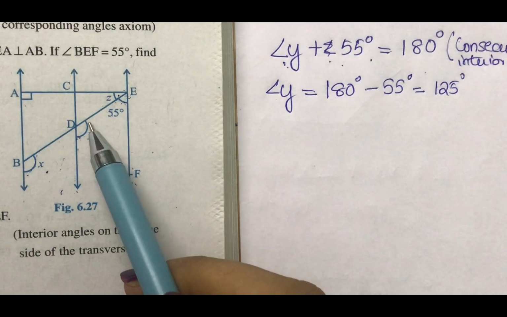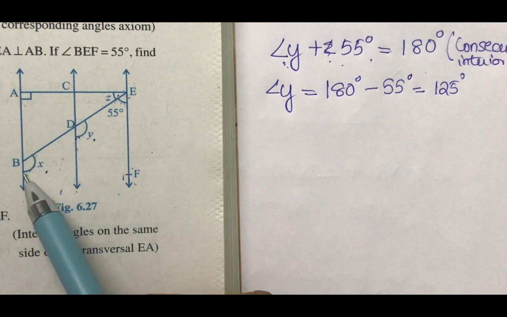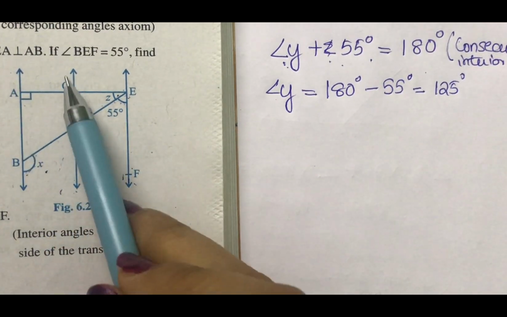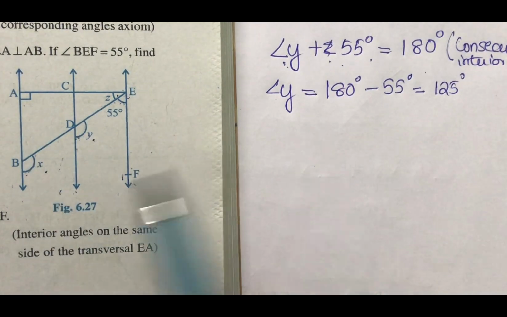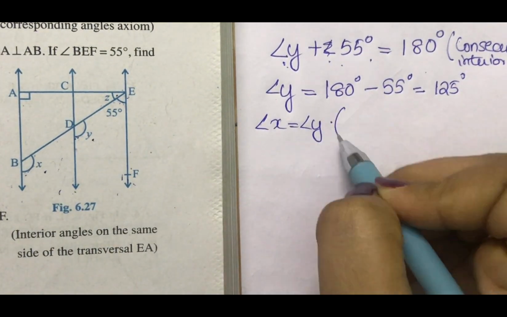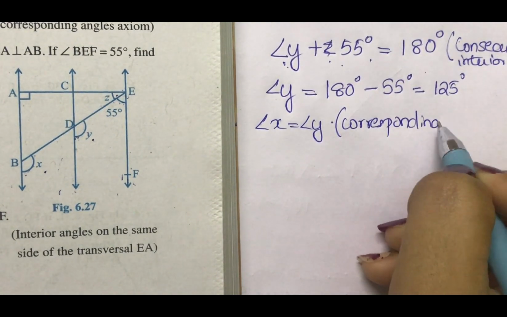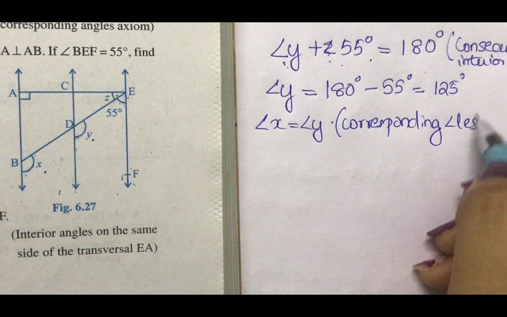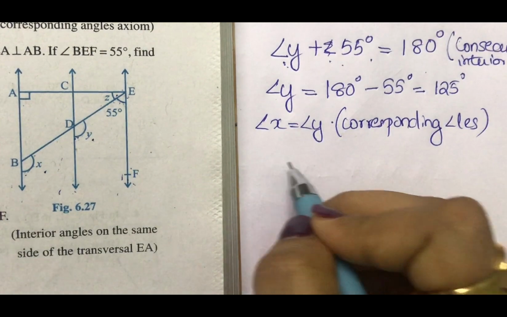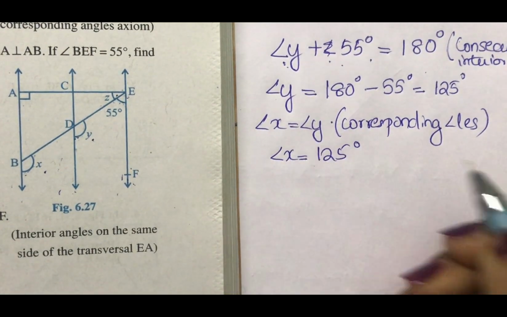Now we have angle Y is 125 degrees. See, angle Y and angle X are corresponding angles, right? Line AB is parallel to CD, so these will be corresponding angles. So angle X is equal to angle Y, because corresponding angles, AB is parallel to CD. So angle X is also equal to 125 degrees.